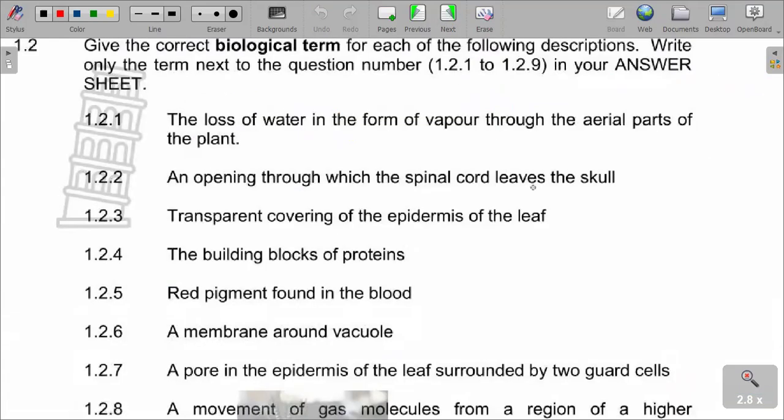We give the biological terms in each of the following statements or descriptions. Loss of water in the form of vapor through the aerial parts of the plant. When water is lost from a plant, it is called transpiration.